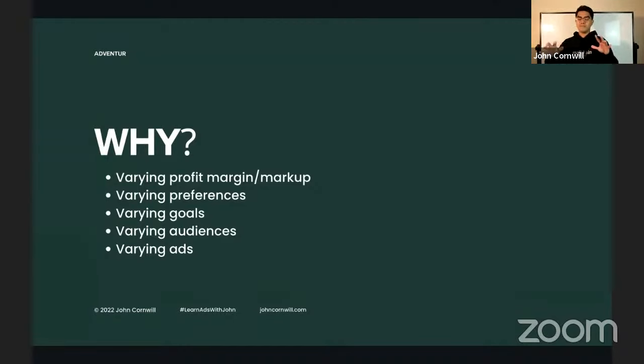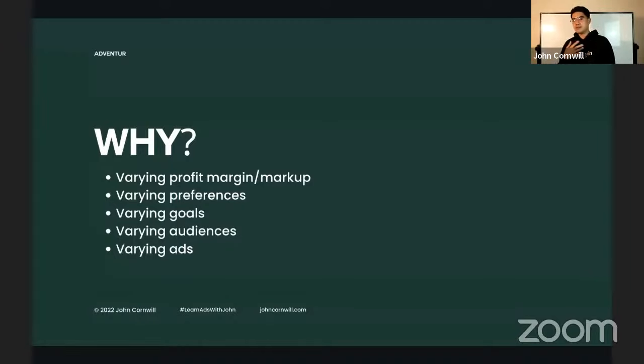Okay? Sige. So, bakit ba walang competition? Bakit ba there's no standards? Because of these 5 varying elements. There are varying profit margin or markup. Kasi baka sa akin, profit ko sa isang product ko is maybe 500 pesos, pero sa iba 1,000 pesos, di ba? So there's a varying profit, there's a varying markup.